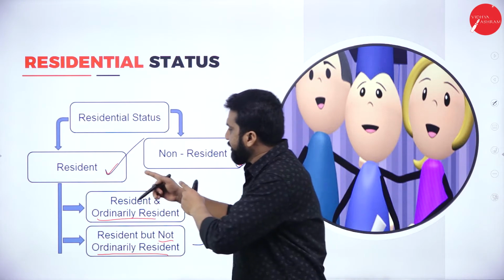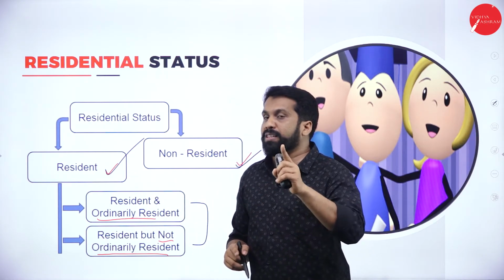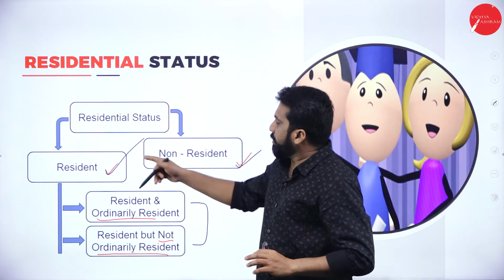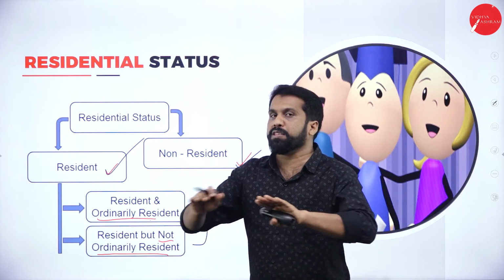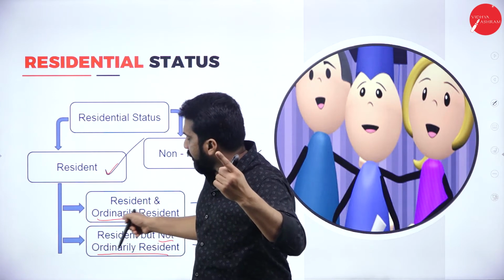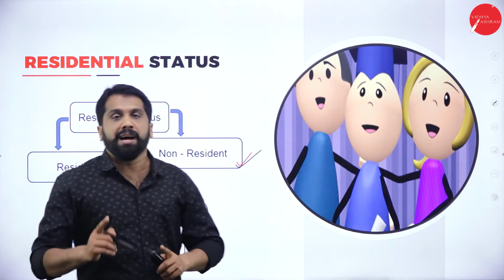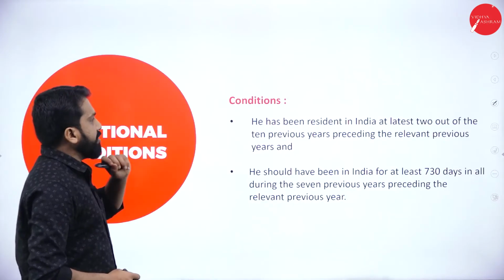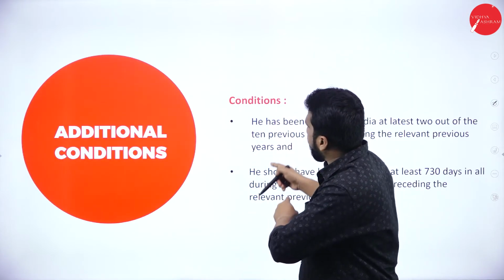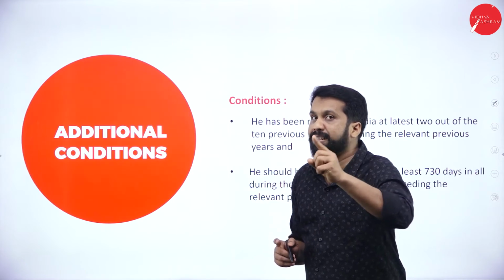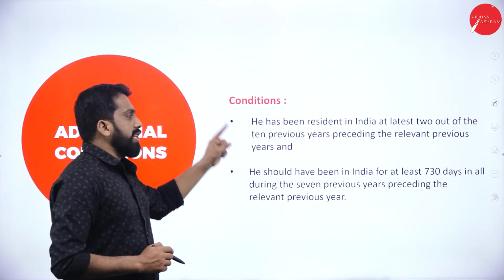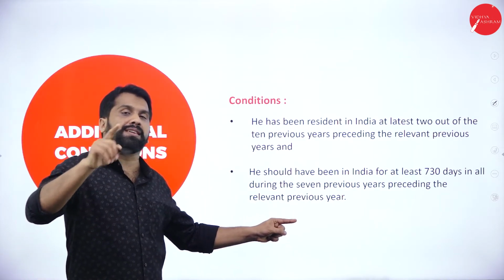Once you got to know he is resident, then we must know whether he is ordinarily resident or not ordinarily resident. If he is non-resident, we will not go further, we will stop there itself. If he is a resident, still we need to find out whether he is ordinarily or not ordinarily. How to find out, we'll go further. Additional conditions now. If he fulfilled these two additional conditions, he is ordinarily resident. If he failed to fulfill any one also, he will become not ordinarily resident.